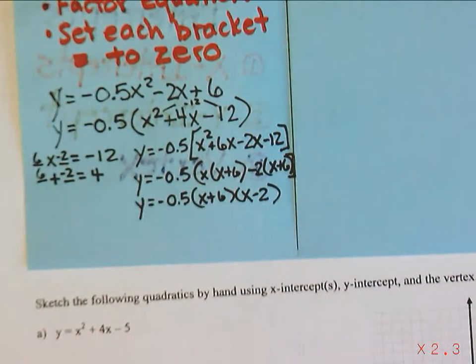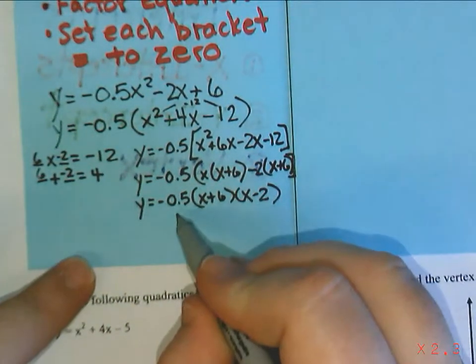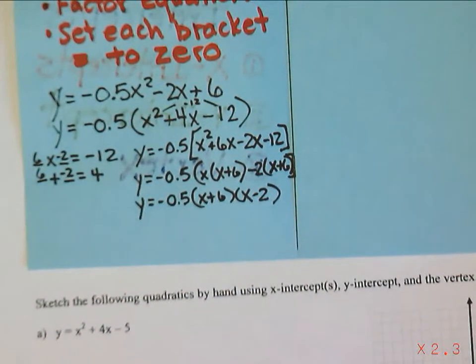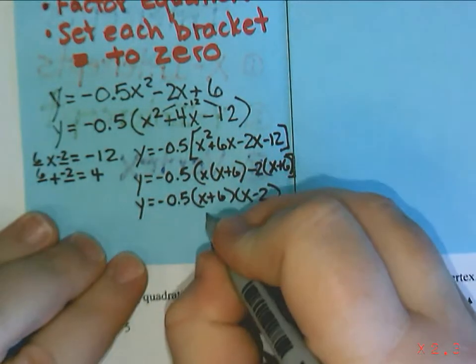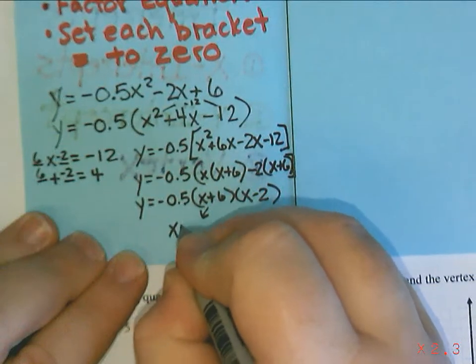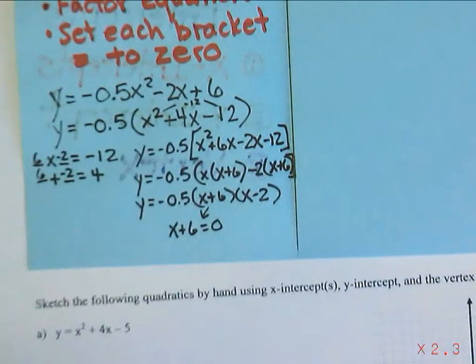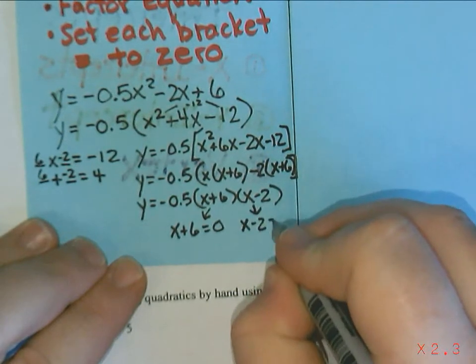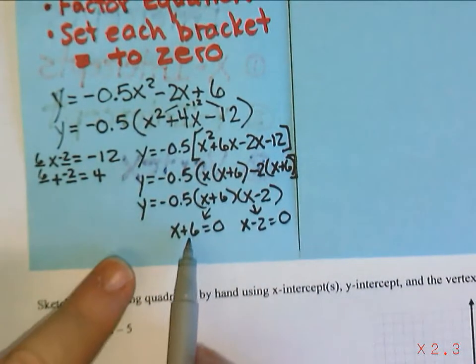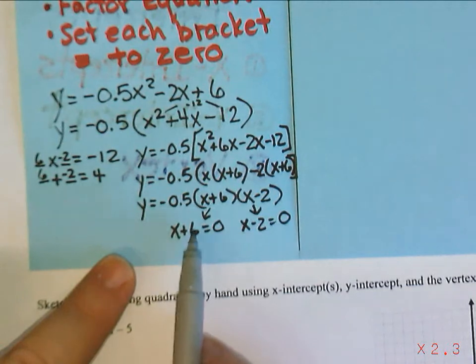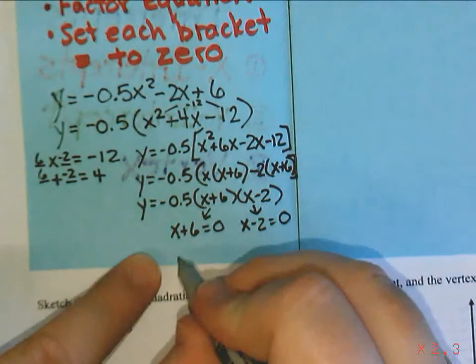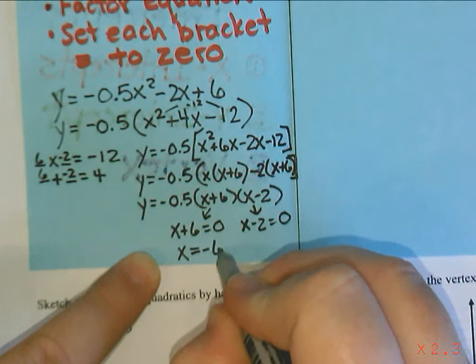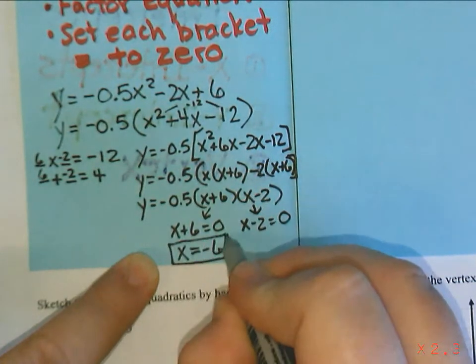Okay, and now that it's factored, we're going to set each bracket equal to 0. I have a negative 0.5, and that doesn't have an x, so that really isn't going to help me in trying to find my x-intercepts. I have x plus 6, and I'm going to look at what makes that equal 0, and x minus 2, and figure out what makes that equal 0. So I'm going to take x plus 6, we're going to move the 6 to the other side by subtracting, to get x equals negative 6. That's going to be one of our x-intercepts.